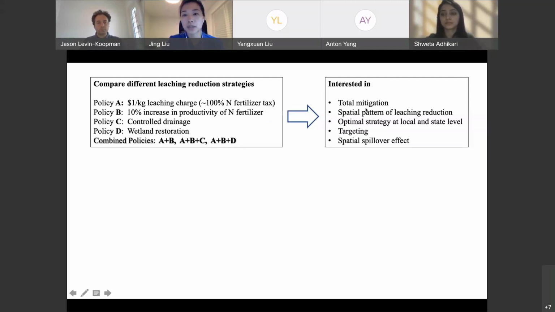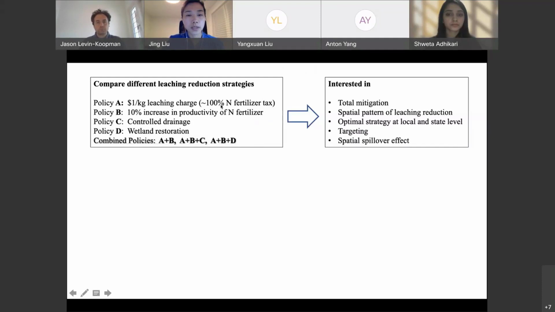And then we're interested in what the total mitigation will be for each policy and what the spatial pattern of leaching reduction is at a local level. By comparing those policies, we tease out the most optimal strategies at a local and state level. And then we show where we should target to achieve a certain mitigation goal. Our model is also able to show some very interesting spatial spillover effects due to the targeted policies.